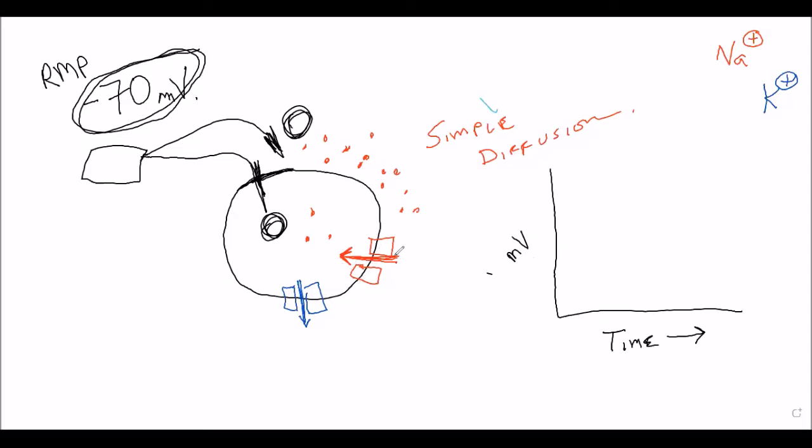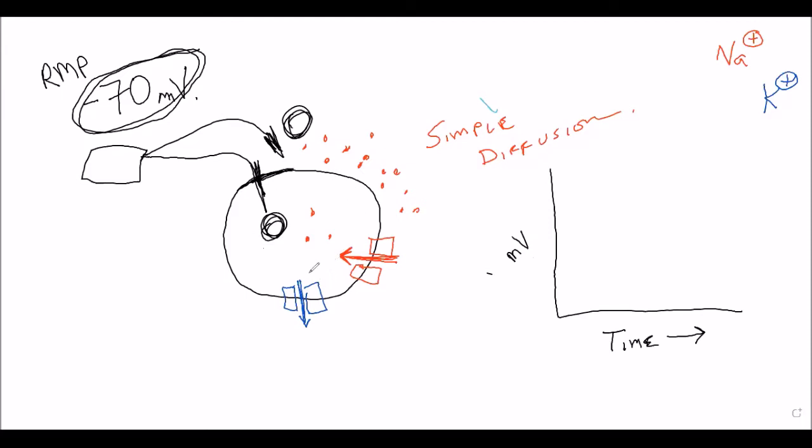Okay, let's go back to this concept. If sodium's coming in, does it make inside the cell more positive or more negative? More positive. If potassium is coming out, is inside the cell becoming more negative or more positive? Negative. Good. So if the potassium is coming out more than the sodium is coming in, is inside the cell becoming more negative or more positive? More negative. There you go.